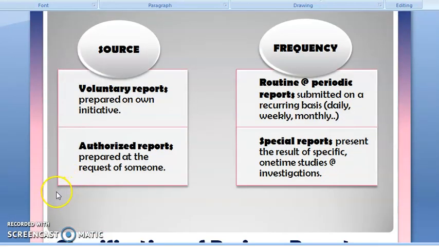Okay. So this is sources. Voluntary reports prepared by own initiative. Authorized report prepared at the request of someone. So sekarang ni bila kita bagi you assignment nanti later on, we'll make sure that actually you will get a title and some data for you to actually work with whatever we require you to do lah. Okay, right? And the frequency dia biasanya why we want you to do that, because ada specific objective lah, because the requirement of the subject ataupun routine periodic reports based on daily ni yang saya sebut tadi.